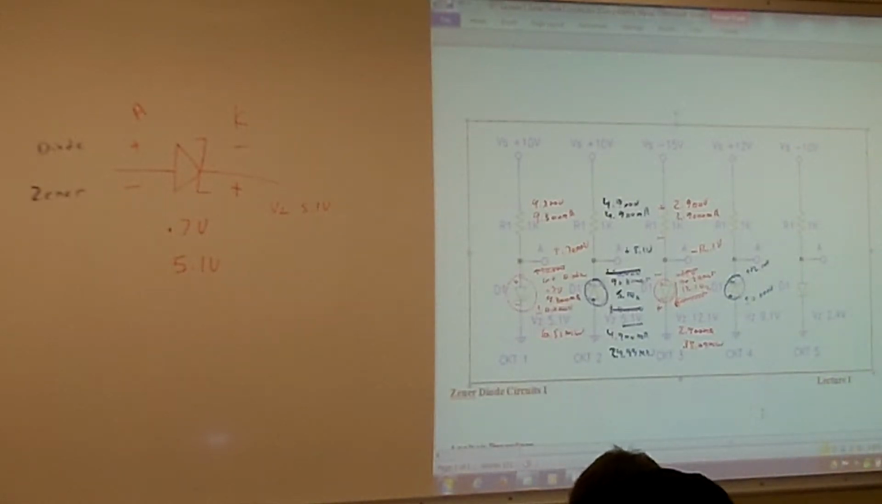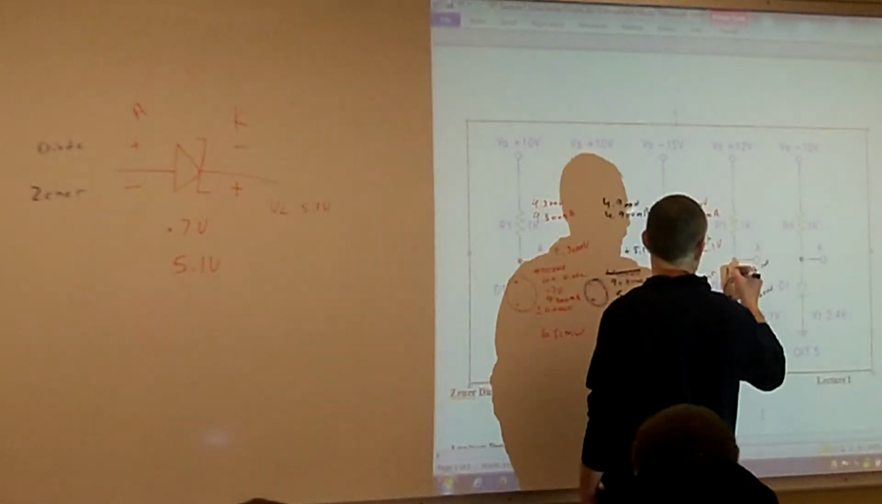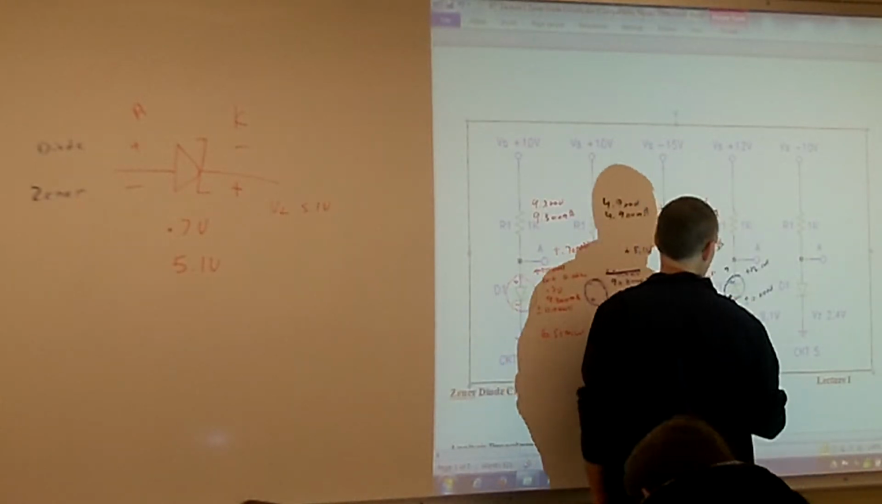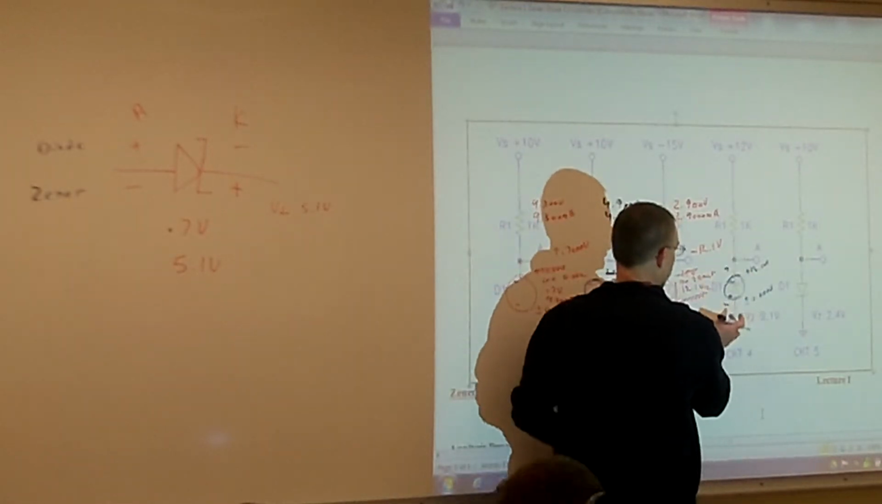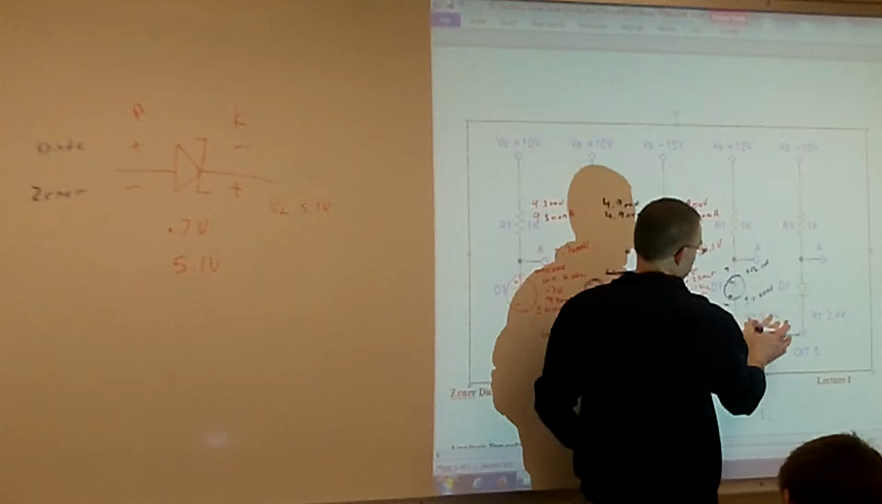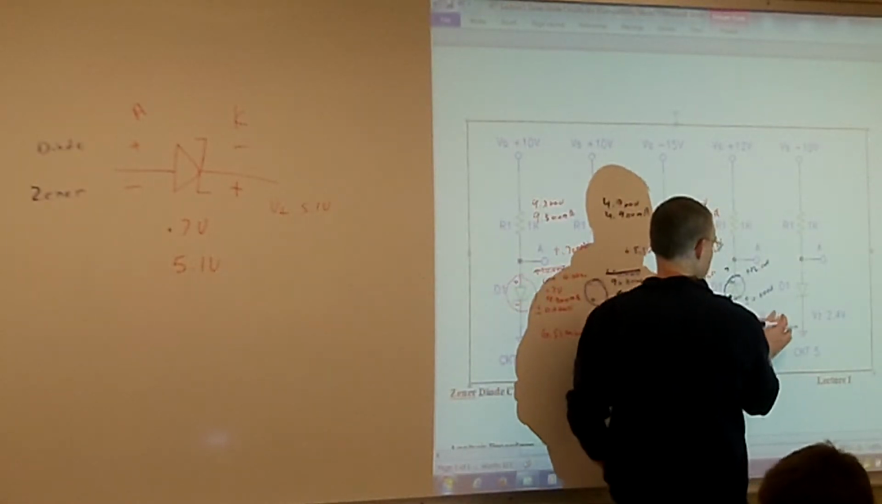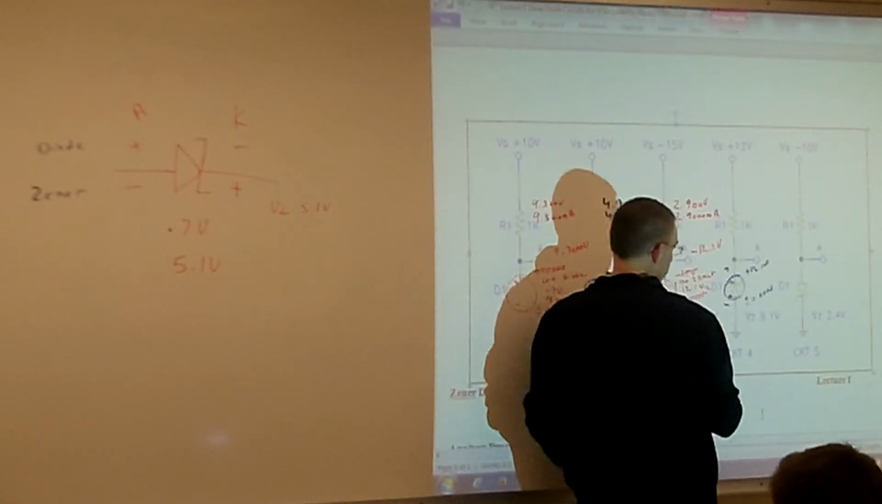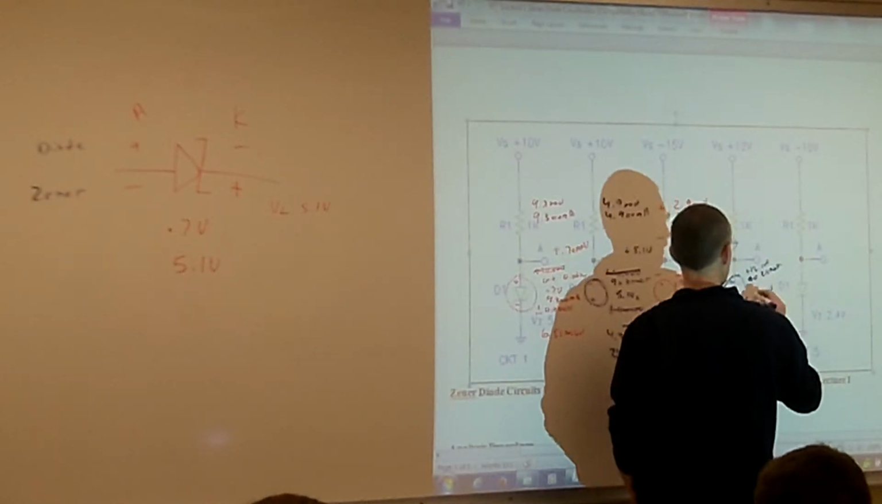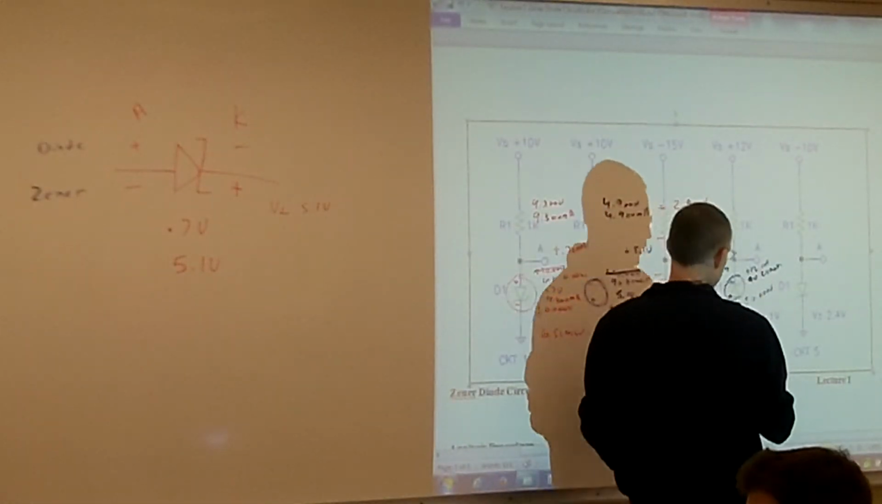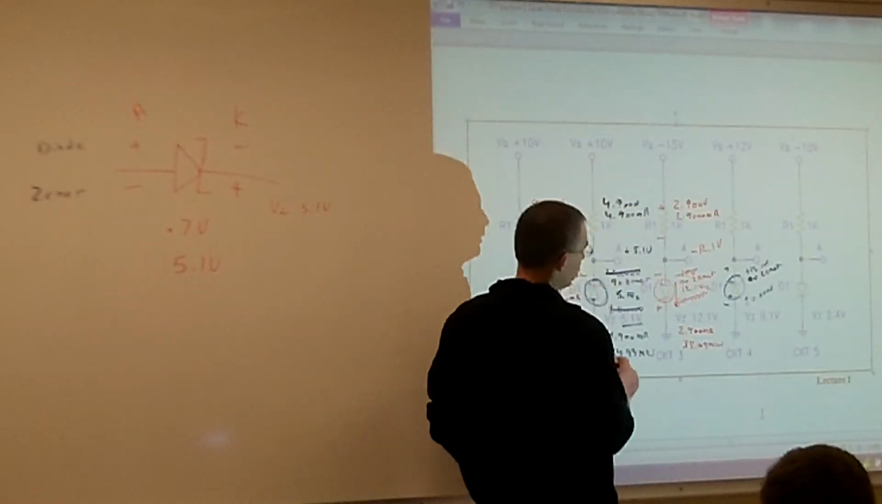Determine either if it's a go Zener, go diode, or a no-go. So we're more positive on our cathode than we are on our anode. It's a go Zener because we're more positive on our cathode than we are on our anode, and we have a voltage potential difference greater than 9.1 volts. And it's going to drop what for voltage? 9.1 volts.